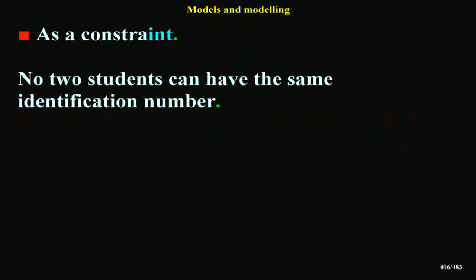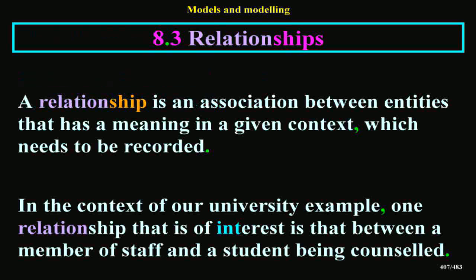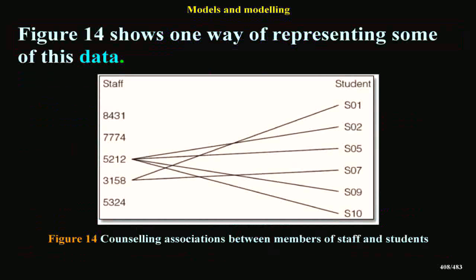As a constraint, no two students can have the same identification number. 8.3 Relationships. A relationship is an association between entities that has a meaning in a given context, which needs to be recorded. In the context of our university example, one relationship that is of interest is that between a member of staff and a student being counseled.